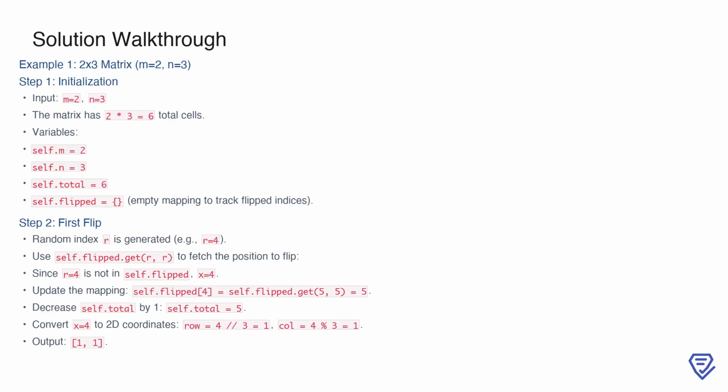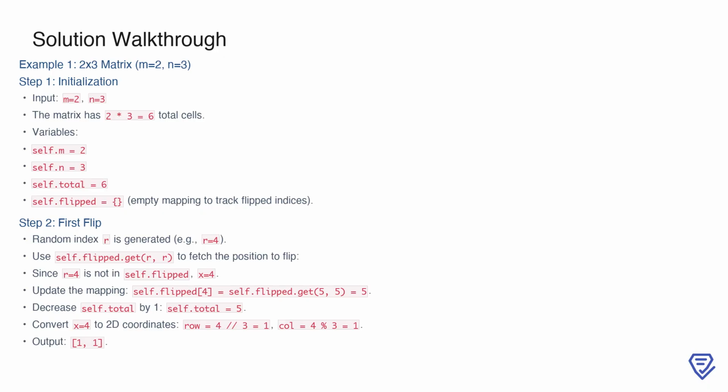To start, we are working with a 2x3 matrix, meaning it has 2 rows and 3 columns, for a total of 6 cells. We initialize several variables: self.m and self.n to represent the dimensions of the matrix, self.total to track the number of cells left to flip, which starts at 6, and self.flipped as an empty dictionary to keep track of the mapping for flipped indices.